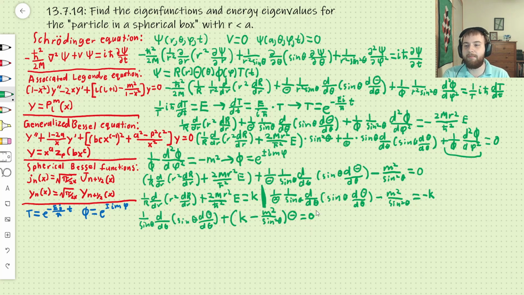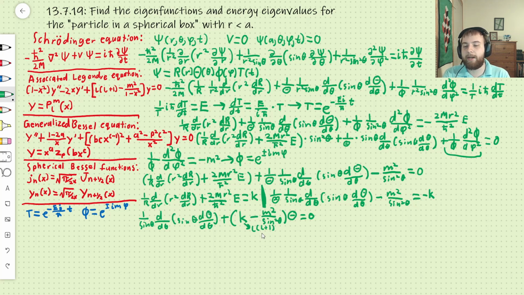That doesn't really look any better. But I'll let you in on a little secret. We already know how to solve this. If you remember in chapter 12 when we learned about the associated Legendre equation, this is the differential equation that gives us the associated Legendre polynomials. And if you look at this, it looks pretty similar to what we have here. In fact, if you do the substitution x equals cosine of theta, what you end up with is exactly this, except for one thing. k needs to equal L times L plus 1.